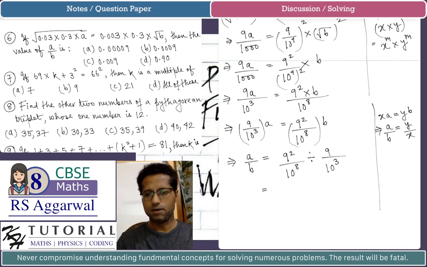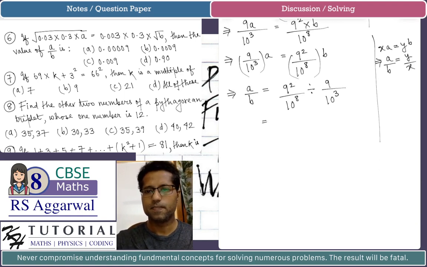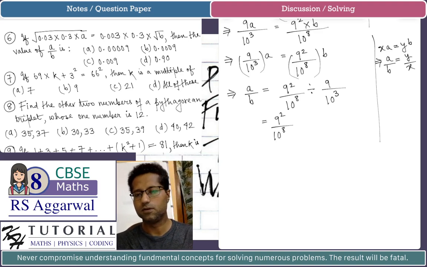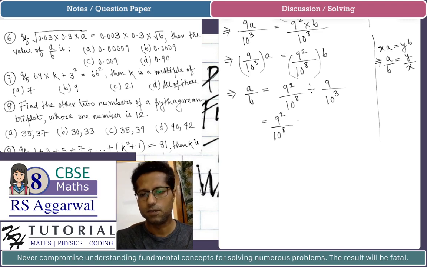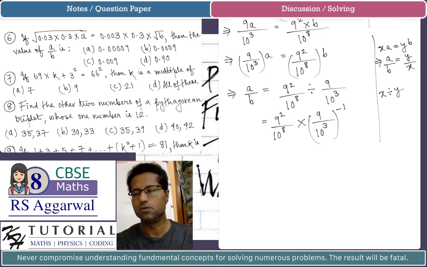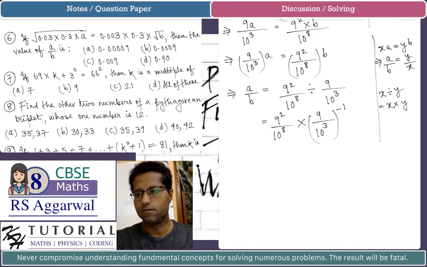So we now see that a by b, we have to simplify the right hand side. Now 9 square divided by 10 to the power 8, divided by 9 by 10 to the power 3, means multiplied by the reciprocal of 9 by 10 to the power 3. We know that x divided by y, where x and y are non-zero rational numbers, is equal to x multiplied by the reciprocal of y or multiplicative inverse of y.